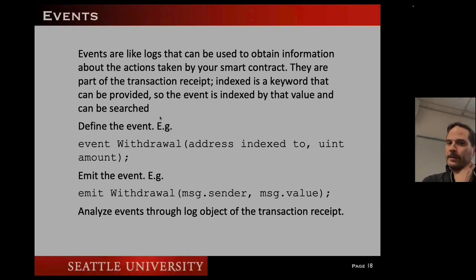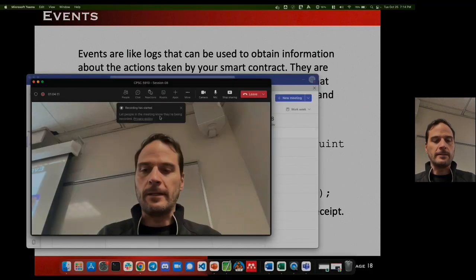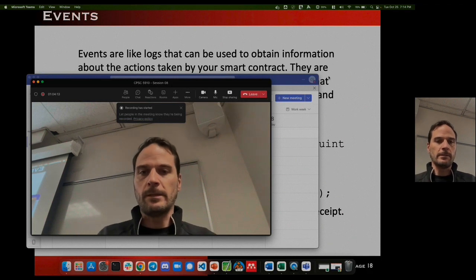Events. Events are like logs. They can be used to obtain information about the actions taken by your smart contract. And we looked at events, and let me just pull this up real quick.